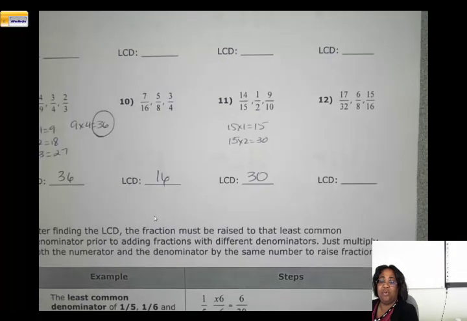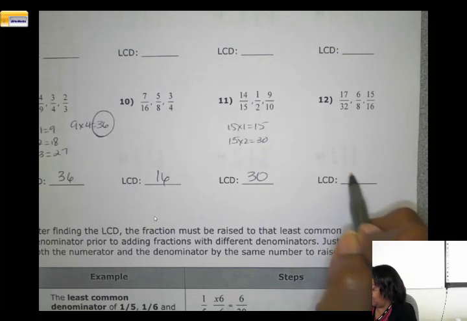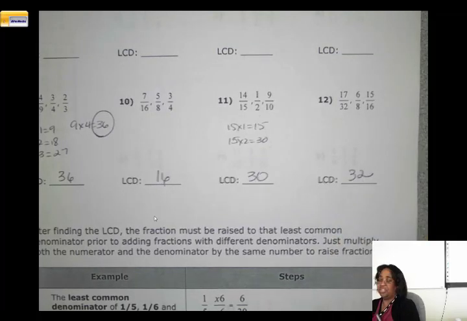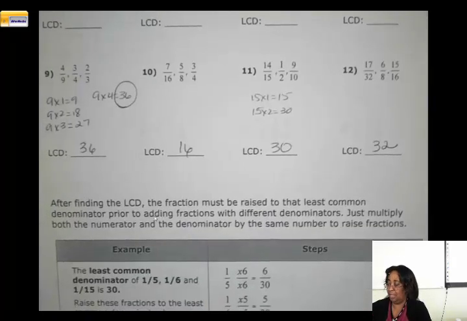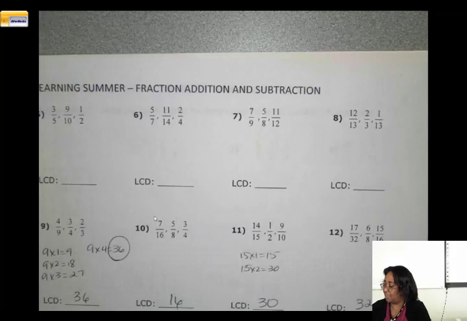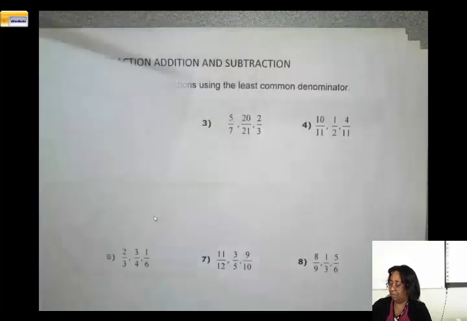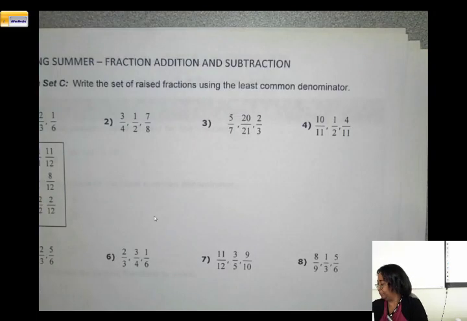And what about number 12? Does 32 work? Yeah, 32, everything goes into 32. So I just wanted to show you the shortcut in case you want to use a shortcut for getting your LCD. You need to all do 5, 6, 7, and 8 on that page if you have not done so already. I'm not going to do those.